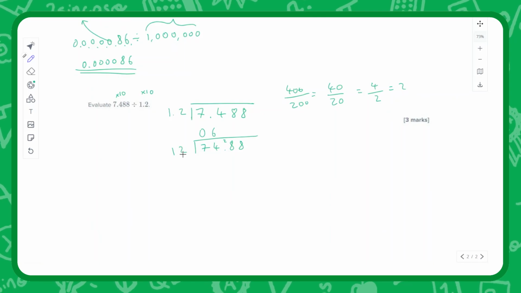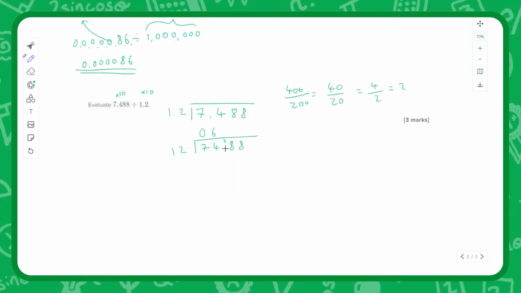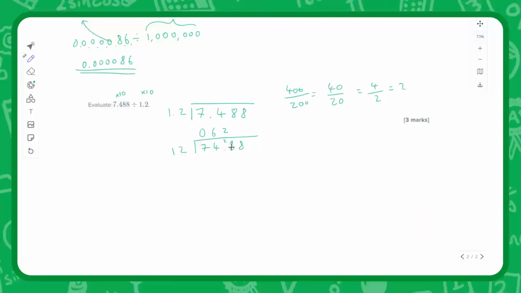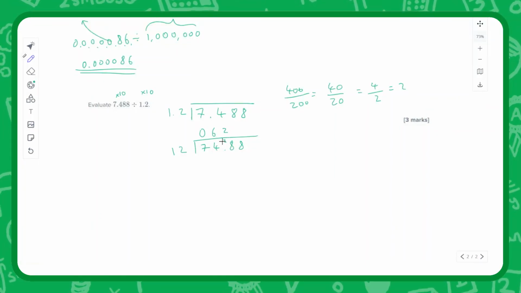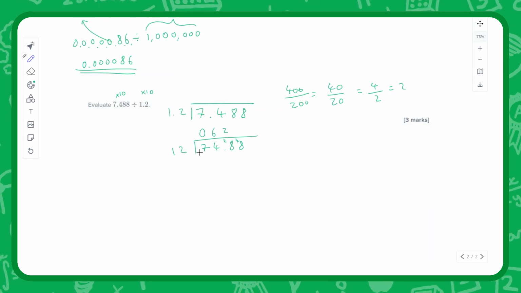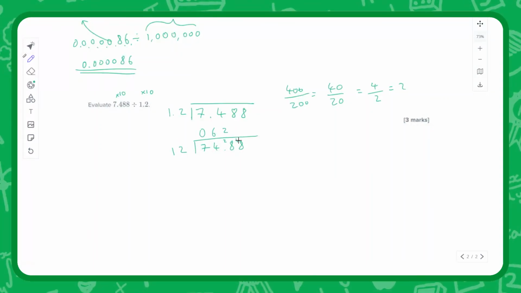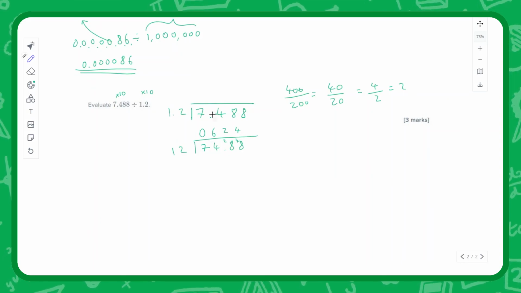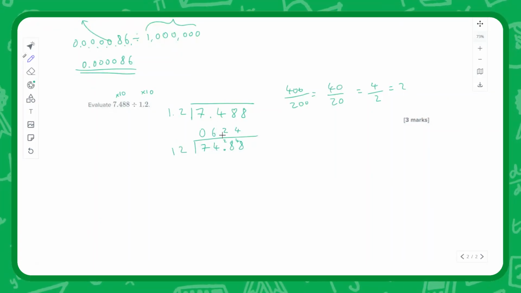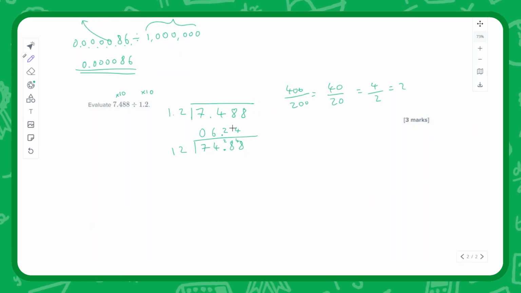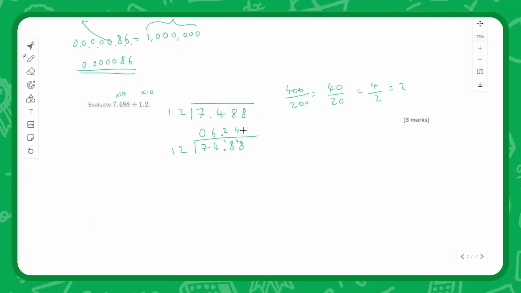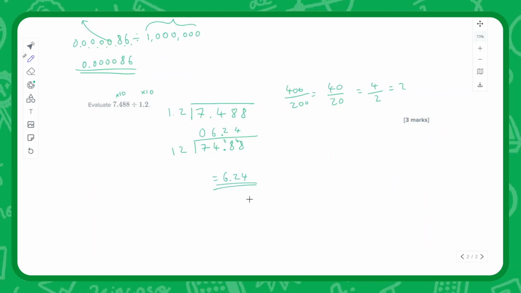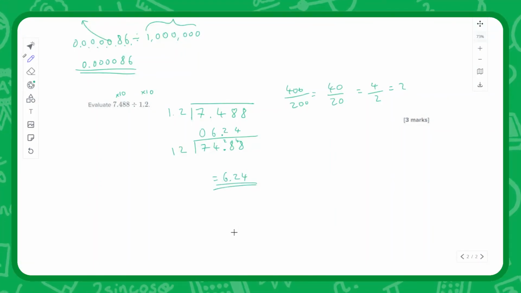I know that 2 times 12 is 24, and that's the maximum I can make. So I can fit 2 more 12s into 28. So 2 12s gives me 24. I've got a remainder of 4, so I carry that over. And 12s into 48 goes very nicely. It goes 4 times. And again, I need to make sure that I keep my decimal point in that same place. And so our answer in this case is going to be 6.24. And that is the end of decimals.